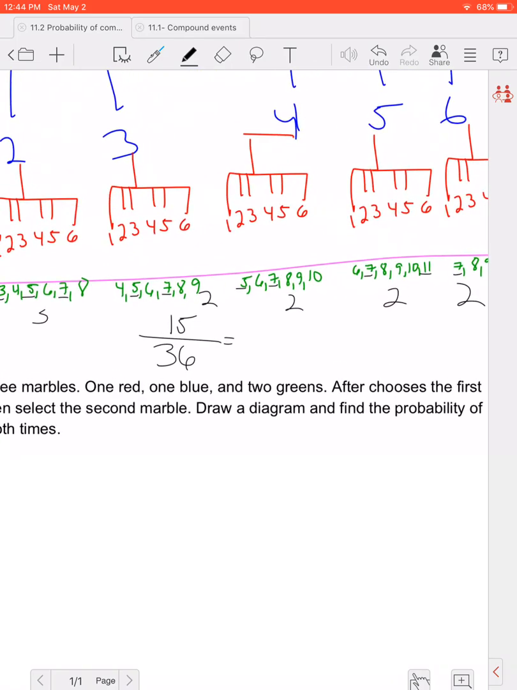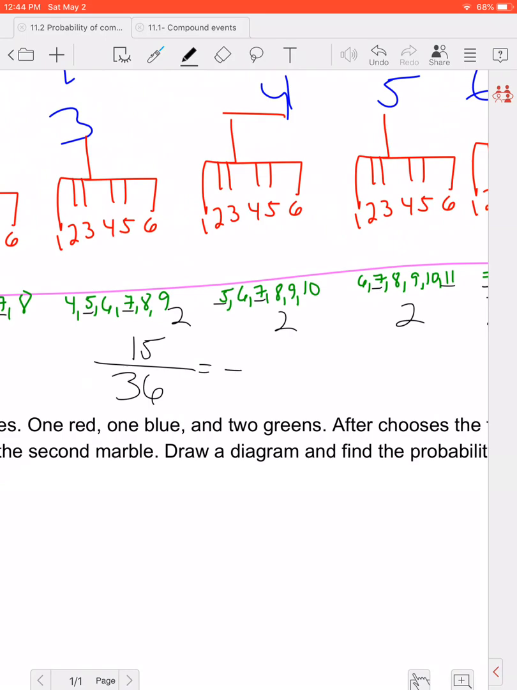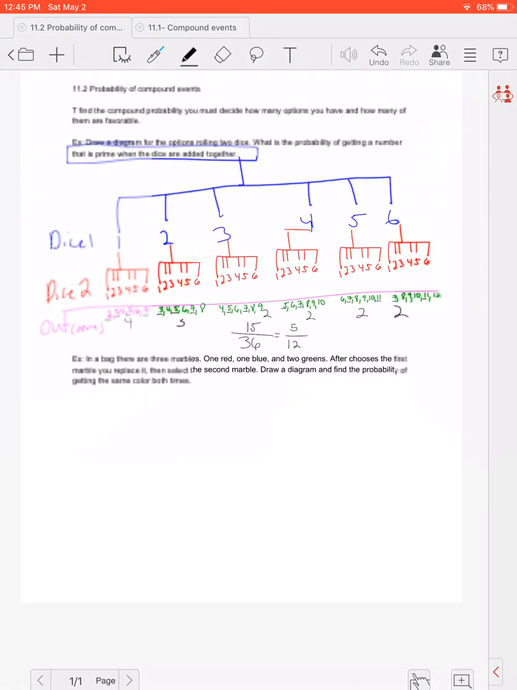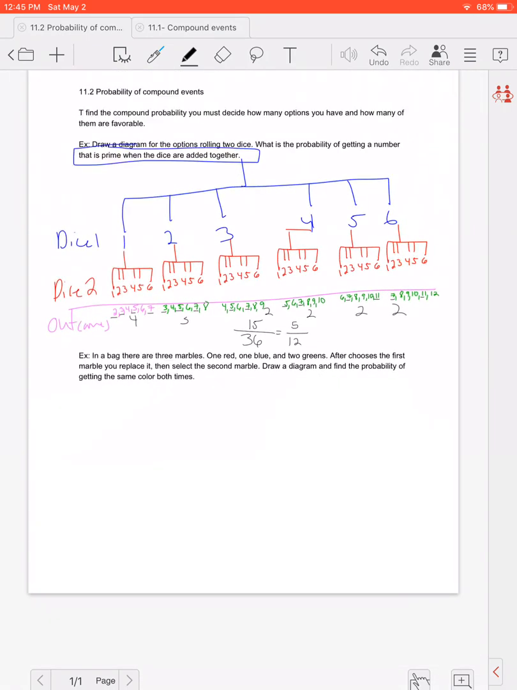No, I'm good. And as any good mathematician would do, we are going to reduce our fraction. So 3 goes into 36 12 times, and 3 goes into 15 5 times. So there's a 5 out of 12 chance of this occurring. Okay? All right, so we are going to look at the next example.